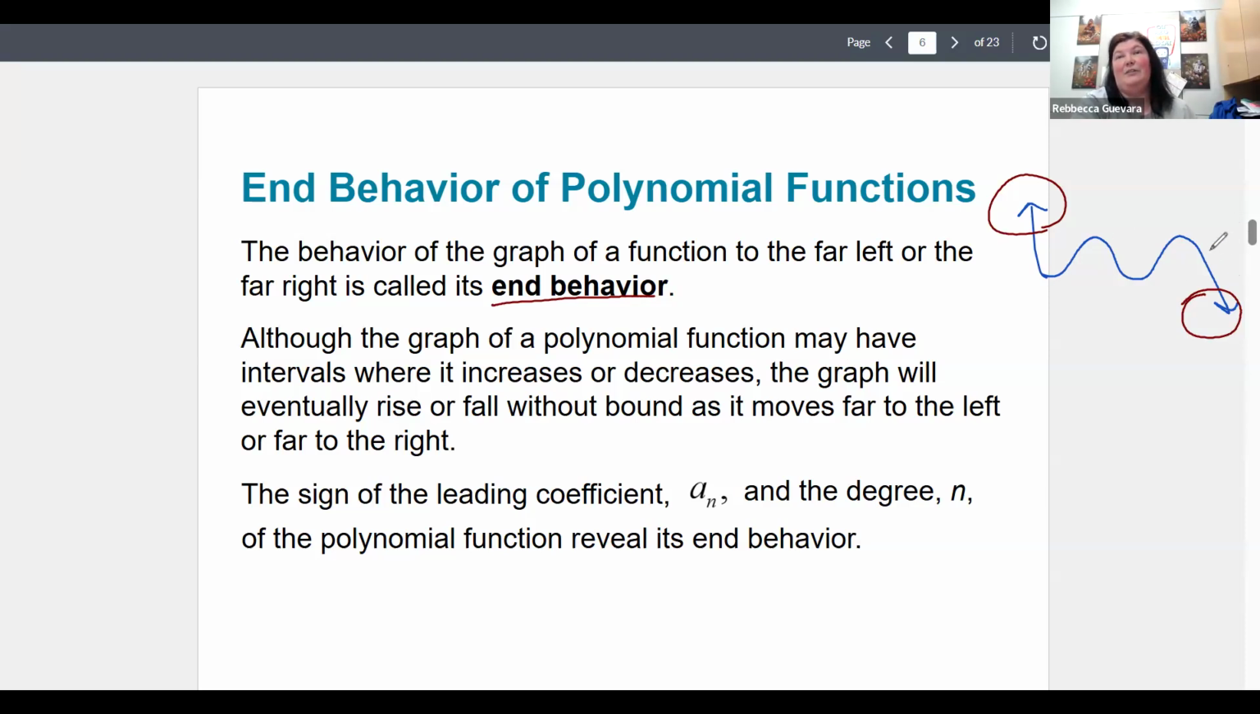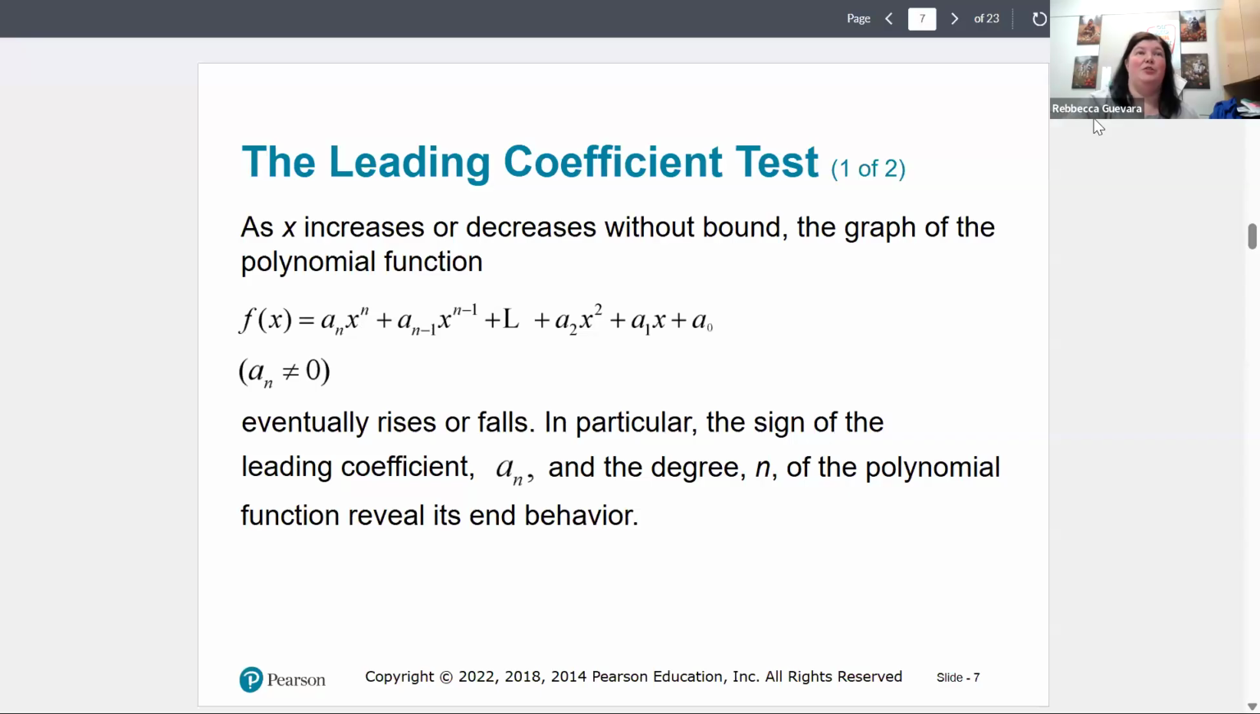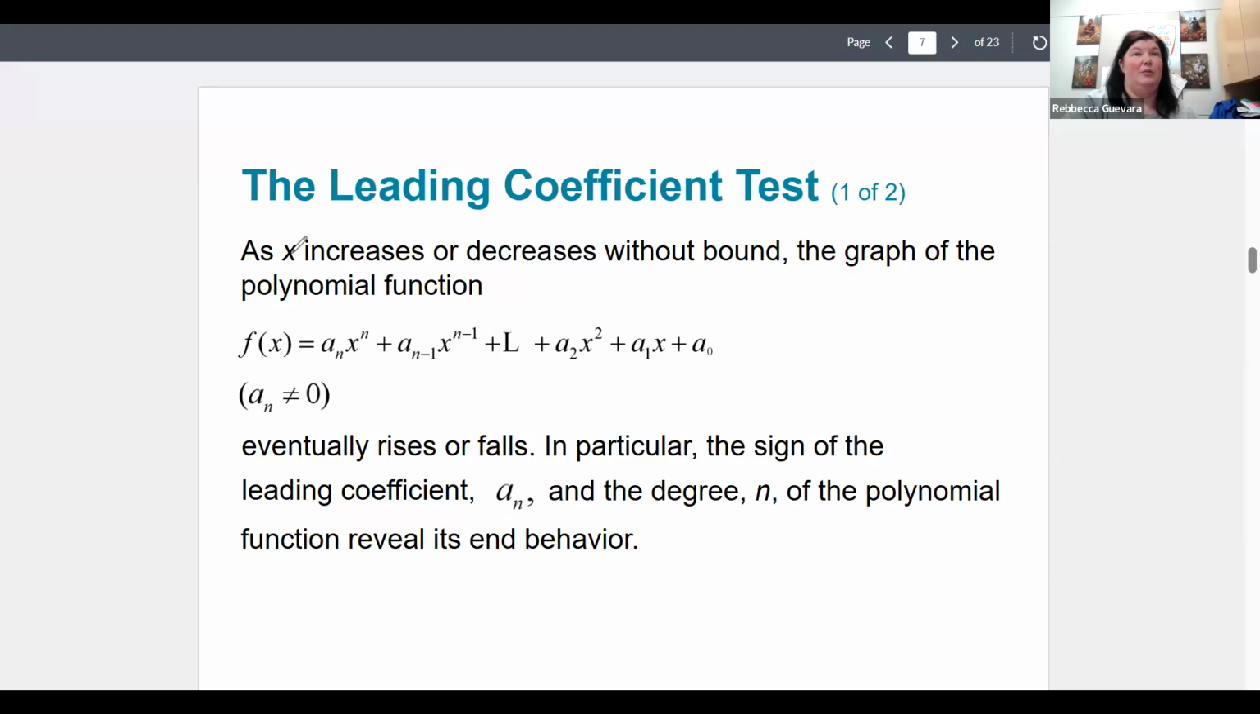It means it might bump up and down like this, but at some point all your polynomials hit a point where it just keeps going down or just keeps on going up. The sign of the leading coefficient, that a sub n, and the degree of the polynomial is actually what we can use to identify end behavior. So what we're going to do is create something called the leading coefficient test.